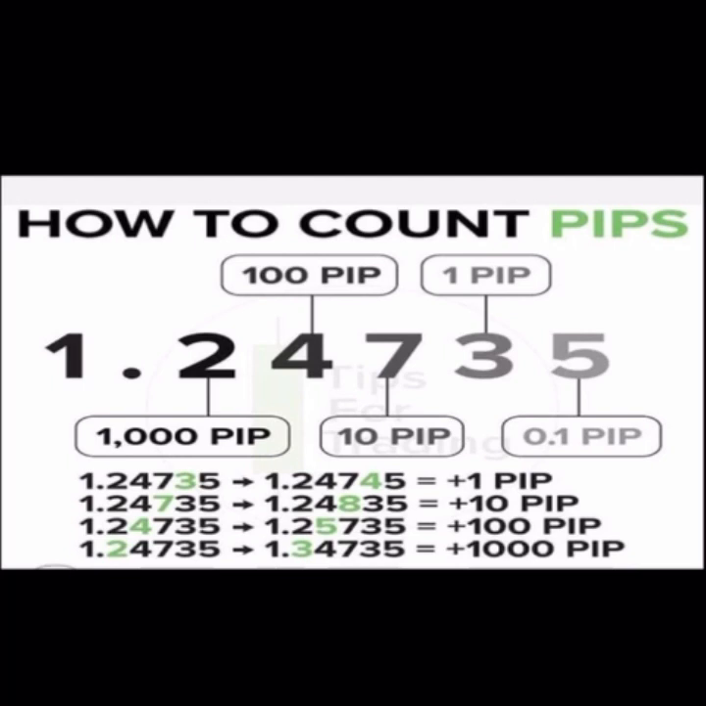Look at the next one. The green highlighted 7, followed by the 8 highlighted. The third decimal place is in tenths. Do you get it? So we have 10 pips. The next one is 100 pips, followed by 1000 pips. So that is how it is. It's measured in decimal points. So this is very important.